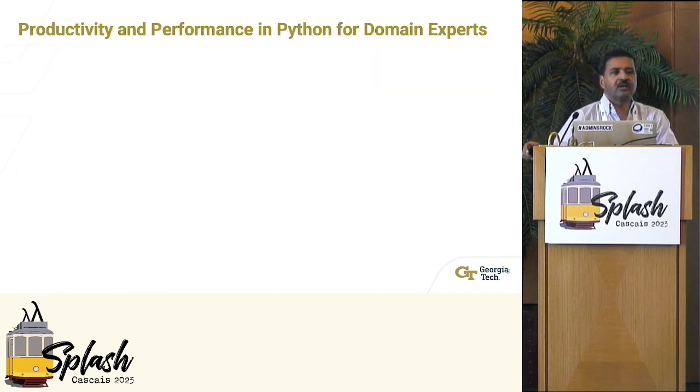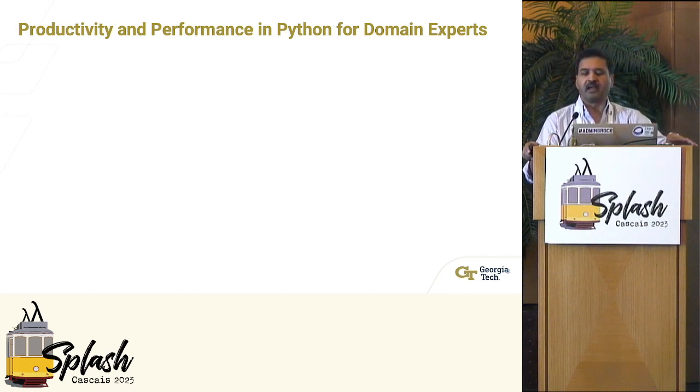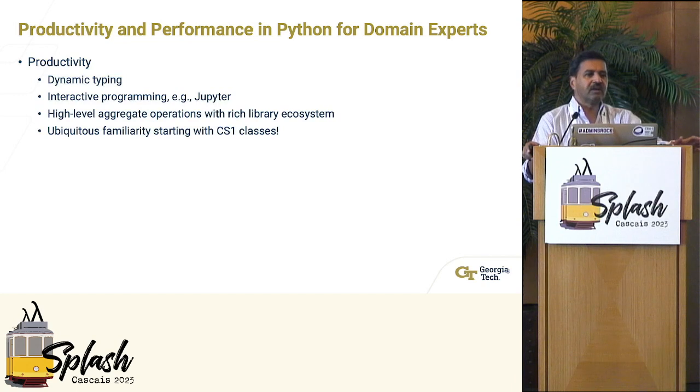Let's look at the needs of the domain experts from the perspective of both productivity and performance. Productivity is an absolute must for them. They're not down at the ninja level or even at the library framework developer level. They benefit a lot from Python's dynamic typing, interactive programming, the many high-level aggregate operations, rich libraries, and also the fact, quite frankly, that over the last couple of decades, Python is the introductory language offered in most CS1 classes. So they've got productivity, but they want performance without compromising productivity.